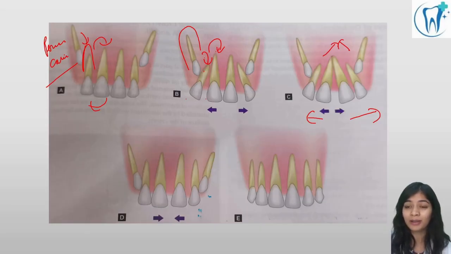Now the term ugly duckling is used because the temporary spacing, uneven tooth size, and flaring of the front teeth can make the child's smile look awkward and unaesthetic. See, no active orthodontic treatment is usually required. The condition is self-correcting. That's why it is also called the self-correcting anomaly.